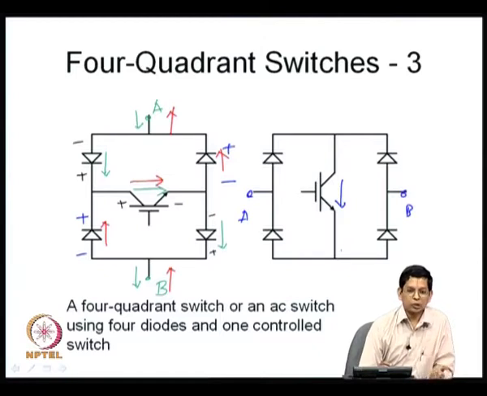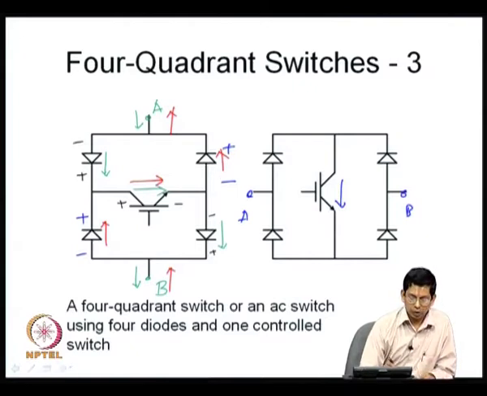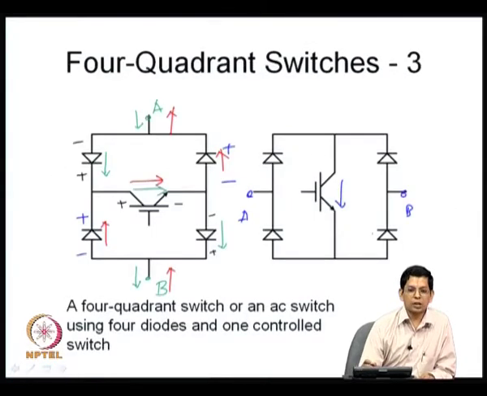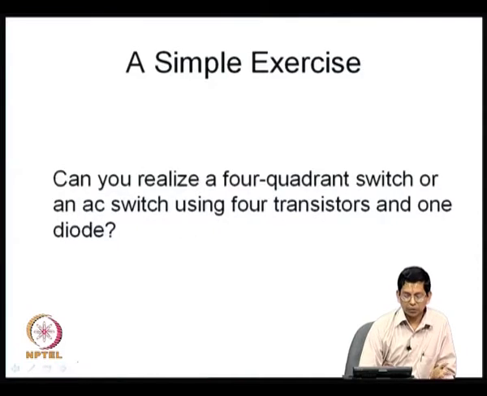Whereas in voltage source and current source inverters, which we will be dealing with for most of this course, we will be using more of 2 quadrant switches. Now, I am going to pose a question. In the previous one, we realized a 4 quadrant switch using 4 uncontrolled devices, diodes, and a single controlled device, a transistor. Now, can we flip it around? Can you realize a 4 quadrant switch or an AC switch using 4 transistors and one diode? That should be possible, and maybe it is obvious to many of you. In case it is not obvious, I request you to try and get it now.